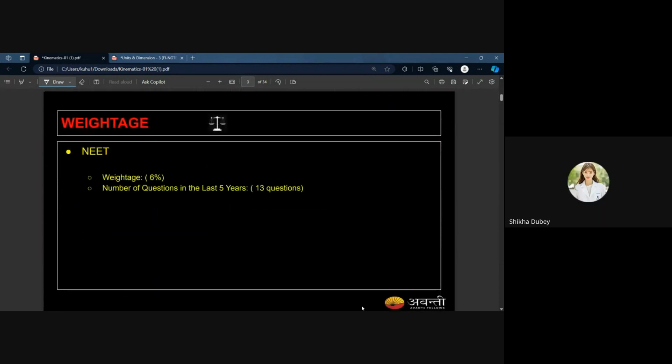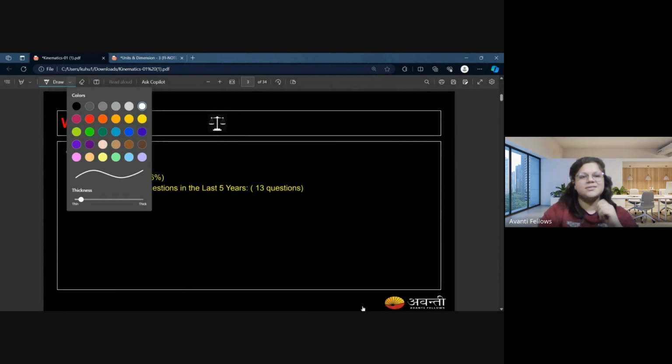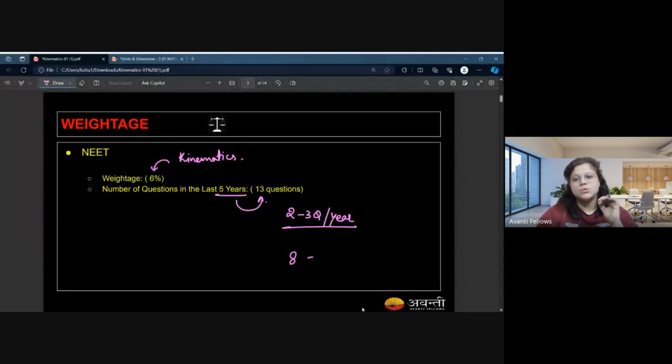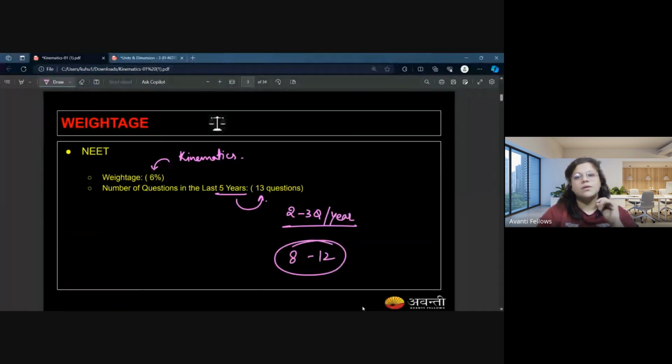Okay. So let's discuss the weightage of this topic. Kinematics holds 6%. In the last 5 years, you can see 13 questions. So basically, it is 2-3 questions per year, which means 8 to 12 marks easily. Are you getting me? So this is an important unit for us.